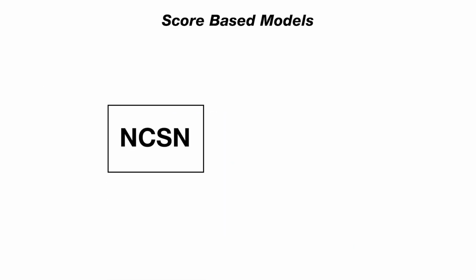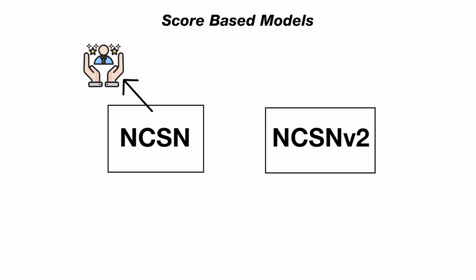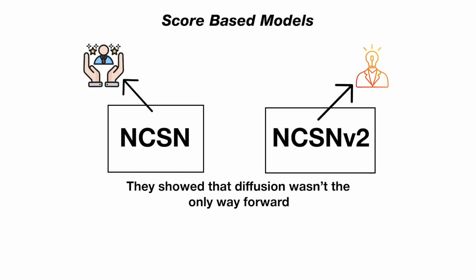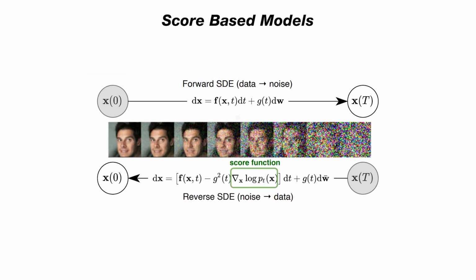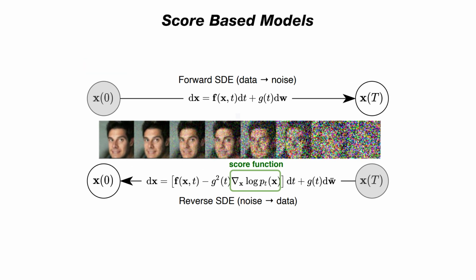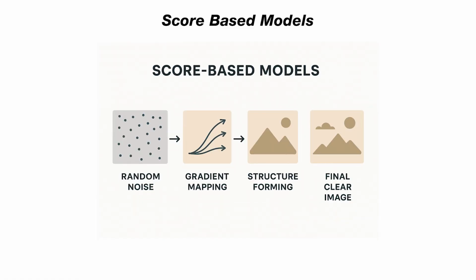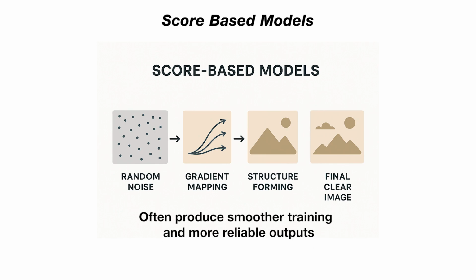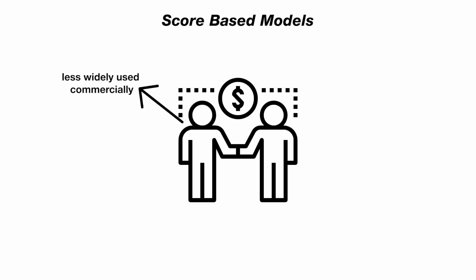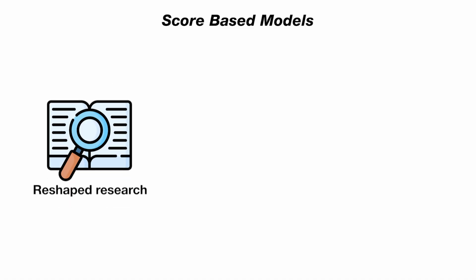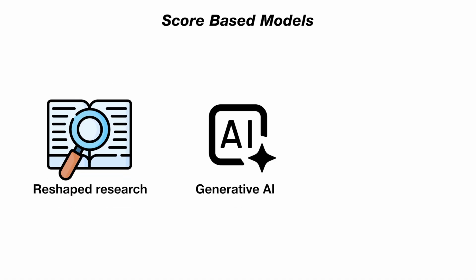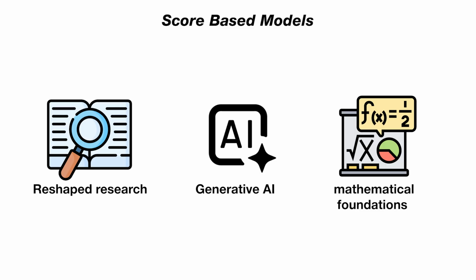Early versions like NCSN and its improved successor, NCSN v2, pioneered this approach. They showed that diffusion wasn't the only way forward. You could reach similar results through gradient-driven processes with strong theoretical underpinnings. The big advantage here is stability. Score-based models often produce smoother training and more reliable outputs. While less widely used commercially, they reshaped research by grounding generative AI in rigorous mathematical foundations.